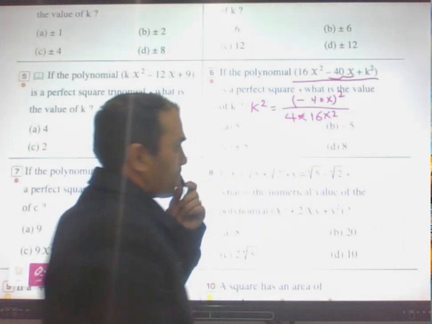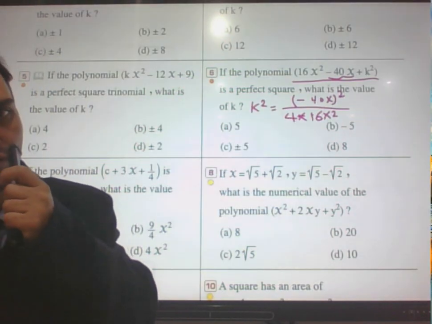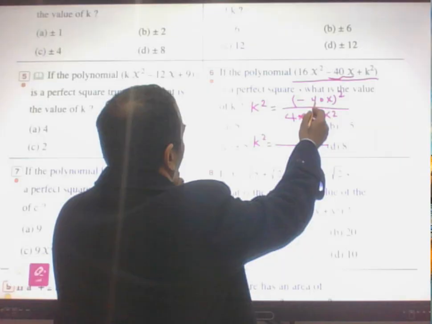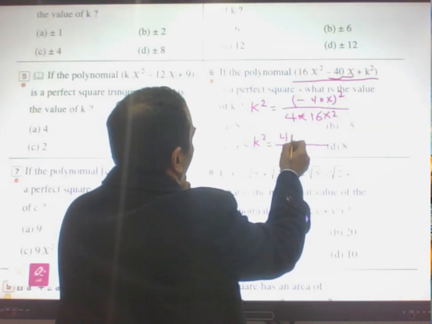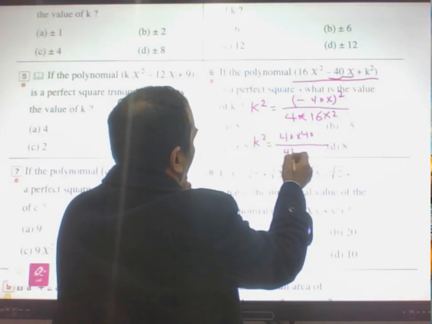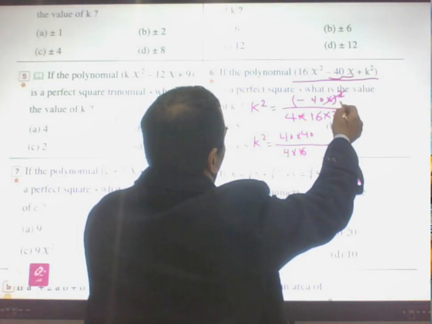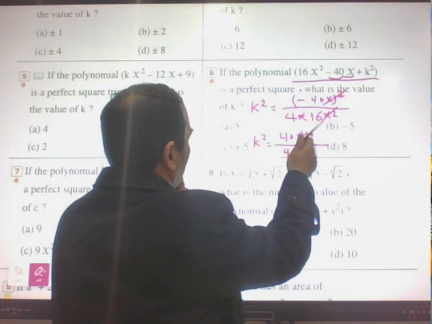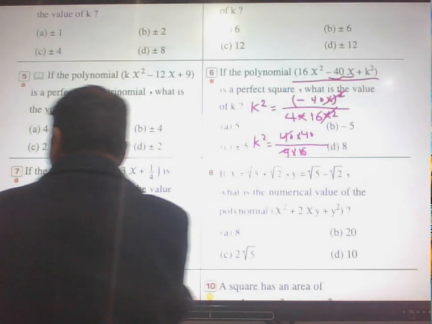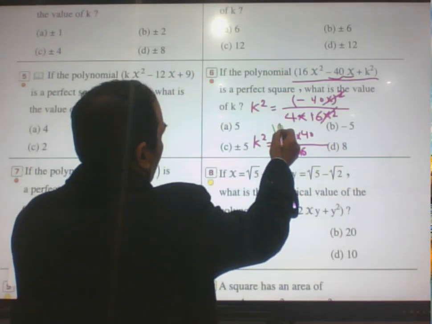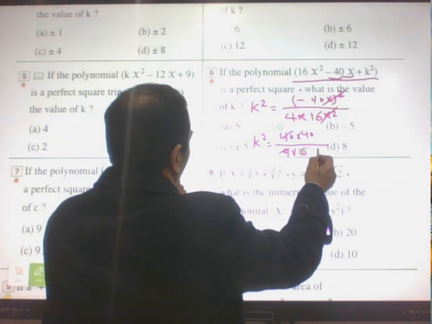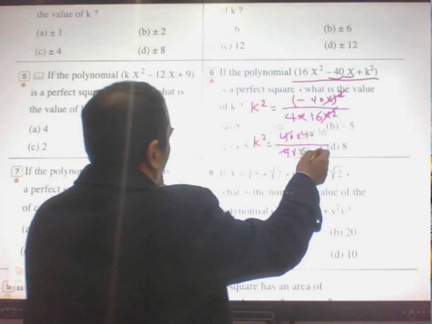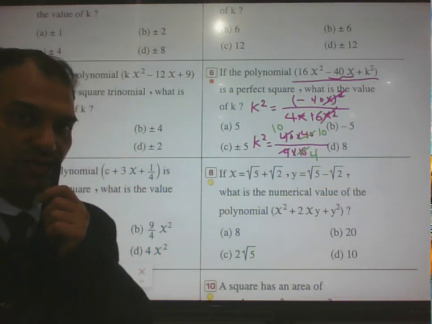16x². Then we can complete: k² equals 40² over 4 times 16x². We can divide by x². And then 40 times 40 divided by this number, we can simplify. 40 divided by 4 equals 10, and 16 divided by 4 equals 4. 40 divided by 4 is 10. 100 times 100 divided by 4 is 25.